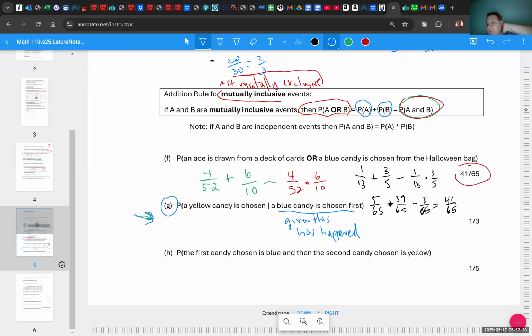Well, this is what we did before. Like we know the blue candy is chosen. So for the yellow candy, for this thing right over here, how many candies are left? Well, we know that a blue candy was chosen first. So this already has happened. So there's 9 candies left.